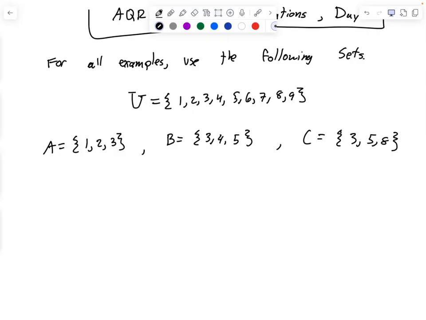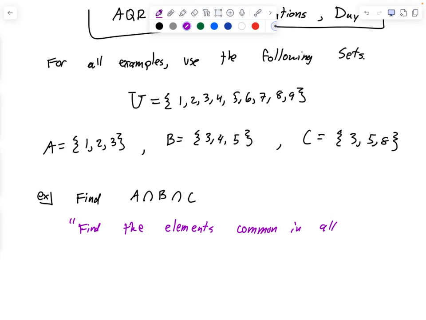I wanted to start by doing something similar to what we did yesterday, but utilizing 3 sets. So in the first example, we want to find A intersect B intersect C. When I see something like this and it's intersect, basically what this is saying is to find the elements common in all sets.